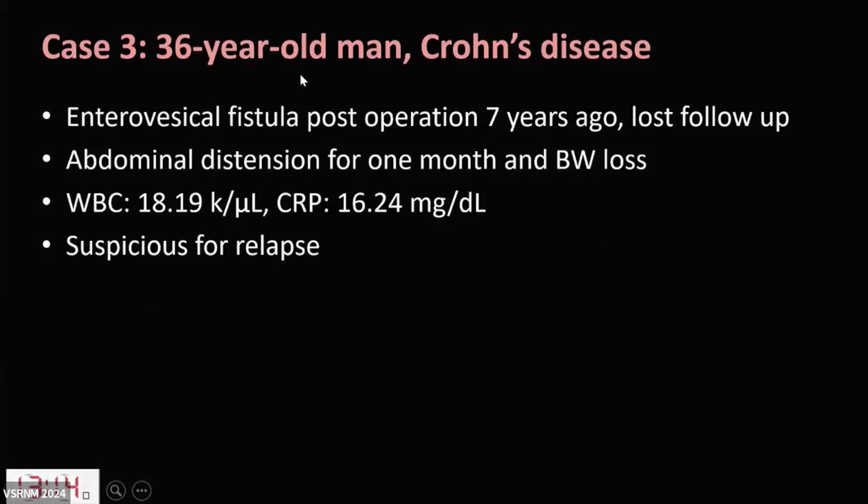Here is the third case, a 36-year-old man with Crohn's disease. He had an intravesical fistula, received an operation 7 years ago, but was lost to follow-up. And then he had abdominal distension and body weight loss. Also had leukocytosis and elevated CRP levels. Disease relapse is suspected.